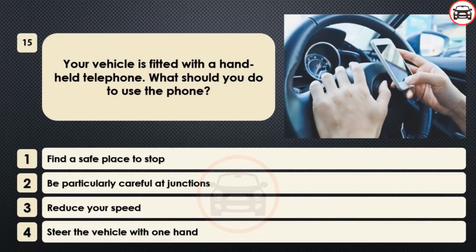Your vehicle is fitted with a handheld telephone. What should you do to use the phone? 1. Find a safe place to stop. 2. Be particularly careful at junctions. 3. Reduce your speed. 4. Steer the vehicle with one hand.